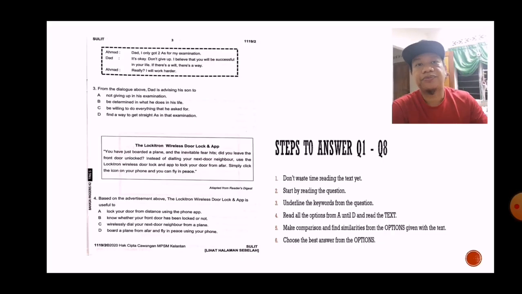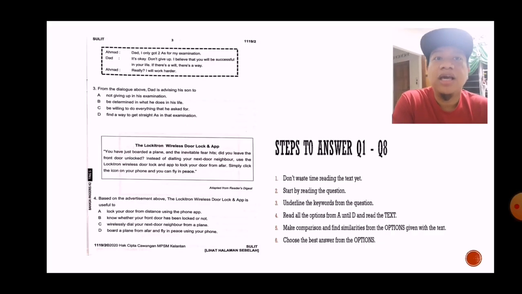Right, so let us look at Ahmad first. Dad, I only got 2 A's for my examination. So guess what the dad said? Okay, it's okay, don't give up. I believe that you will be successful in your life. If there's a will, there's a way. Okay, itu clue yang diberikan. If there's a will, there's a way.